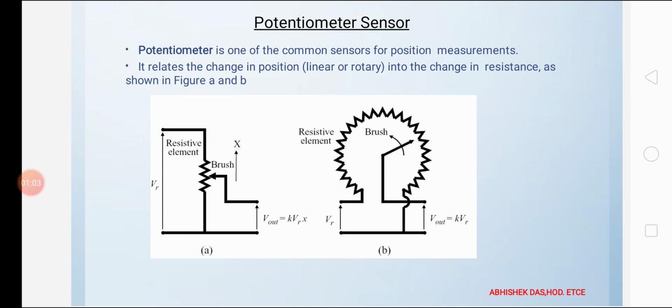The sensor or transducer are classified into a few parts. They are the resistive sensor or potentiometer sensor, capacitive sensor and inductive sensor or inductive transducer.